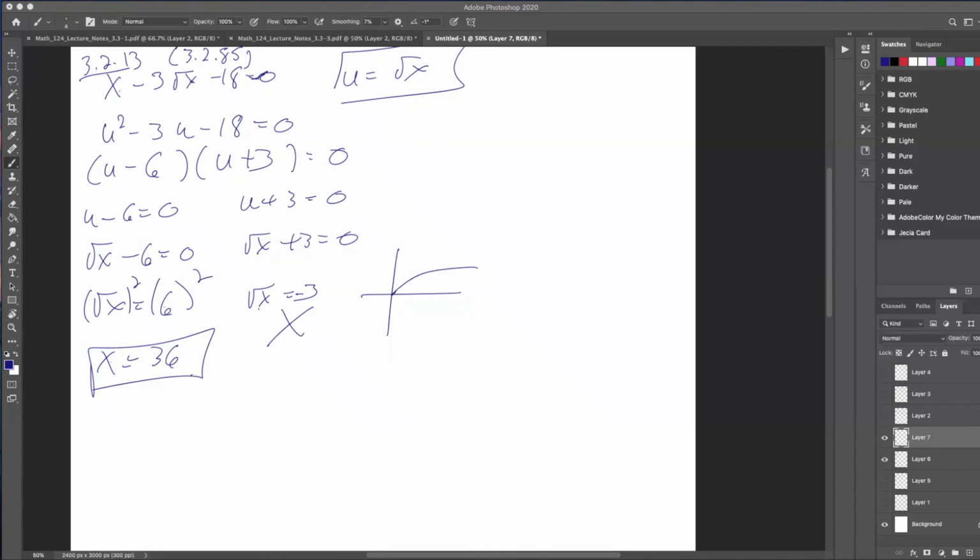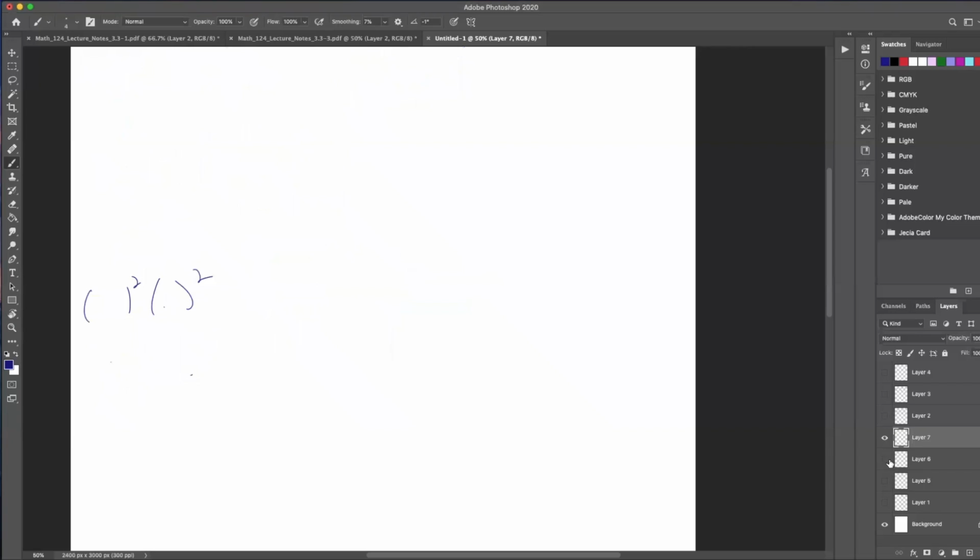All right, so let's go ahead and do this one. Whoops, I'm writing on the other layer. Don't write on this layer. This layer is for this problem. All right, so we're going to do 3.2.14 at this point.